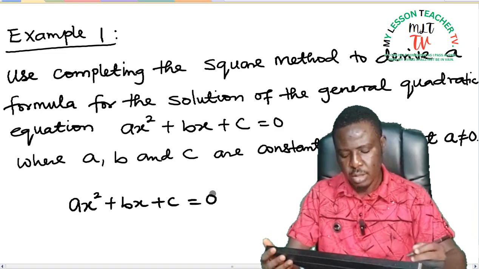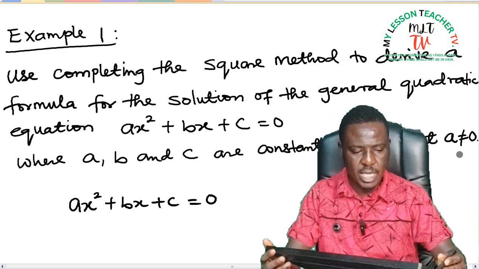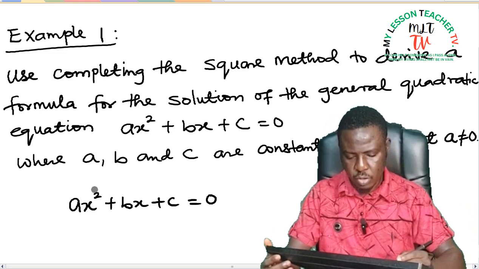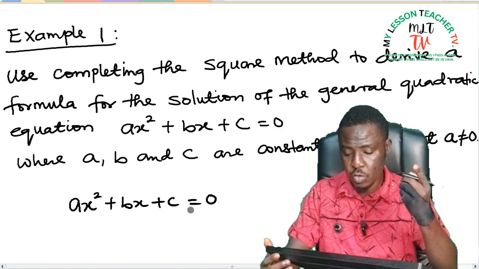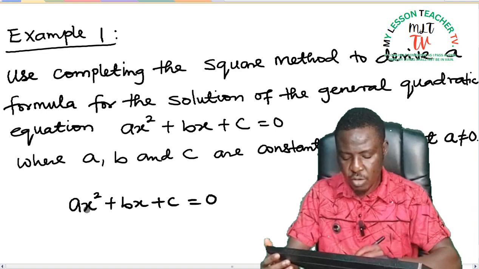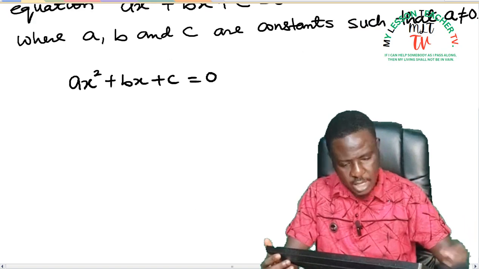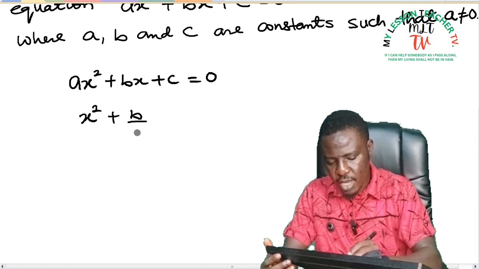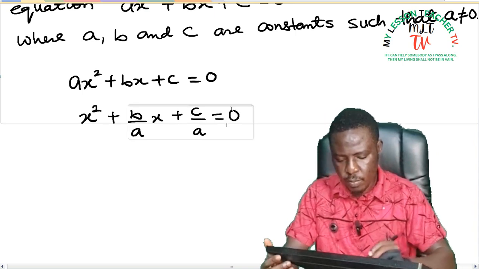We shall solve it using completing the square method, where a, b, and c are constants such that a is not equal to 0. For you know that if a is equal to 0, it gives you a linear equation. So if you have this as an equation, the first rule in using completing the square method is that you should make the first term a perfect square. But since the coefficient of x squared is a, we are going to divide all through by a. So when you divide all through by a, you are going to have x squared plus b over a x plus c over a is equal to 0.